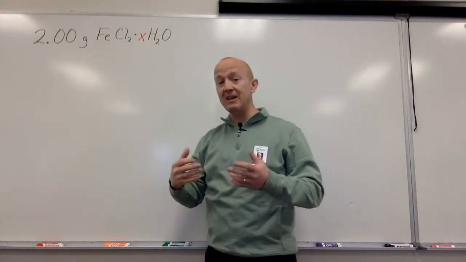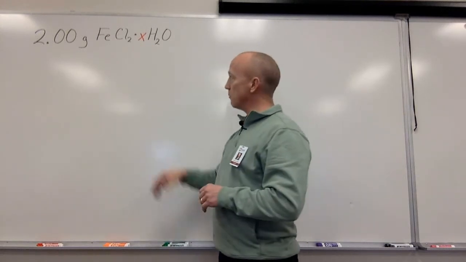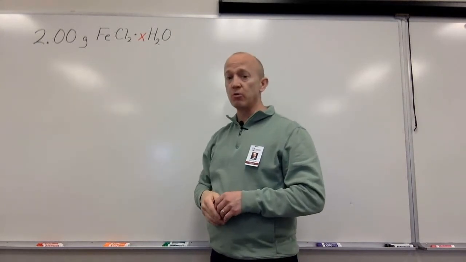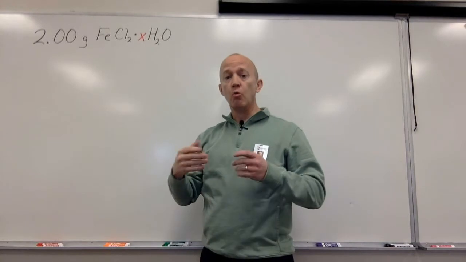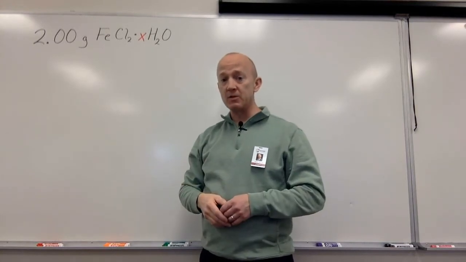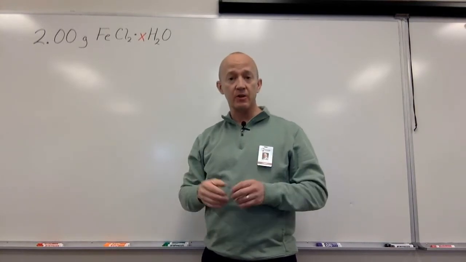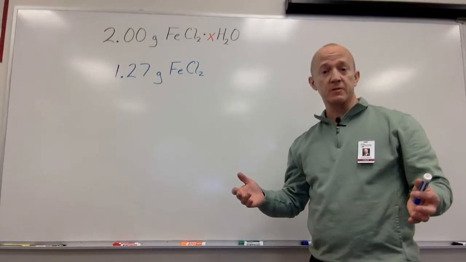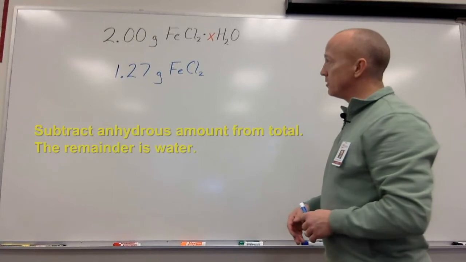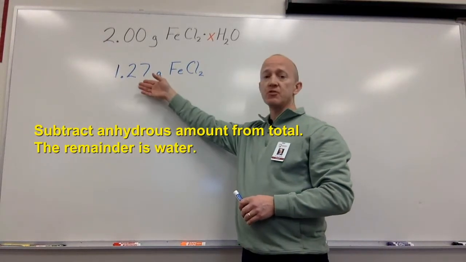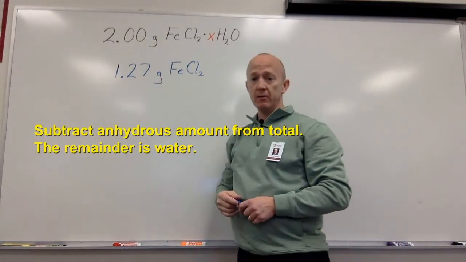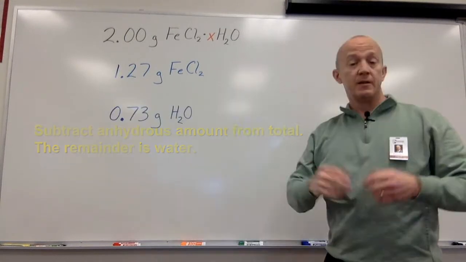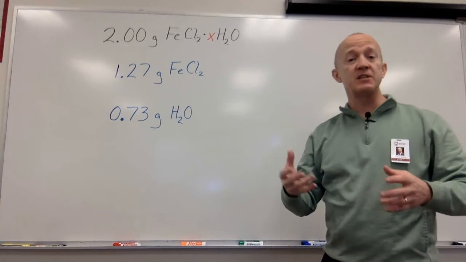We would start by heating the hydrate. Let's say that when we heat this 2-gram sample of iron(II) chloride hydrate, we are left with 1.27 grams of anhydrous iron(II) chloride without any water. How do we know how much water there is? Very simple. All we do is subtract our anhydrous amount from the original amount, leaving us with 0.73 grams of water. Now we use the steps that we used in our last video.